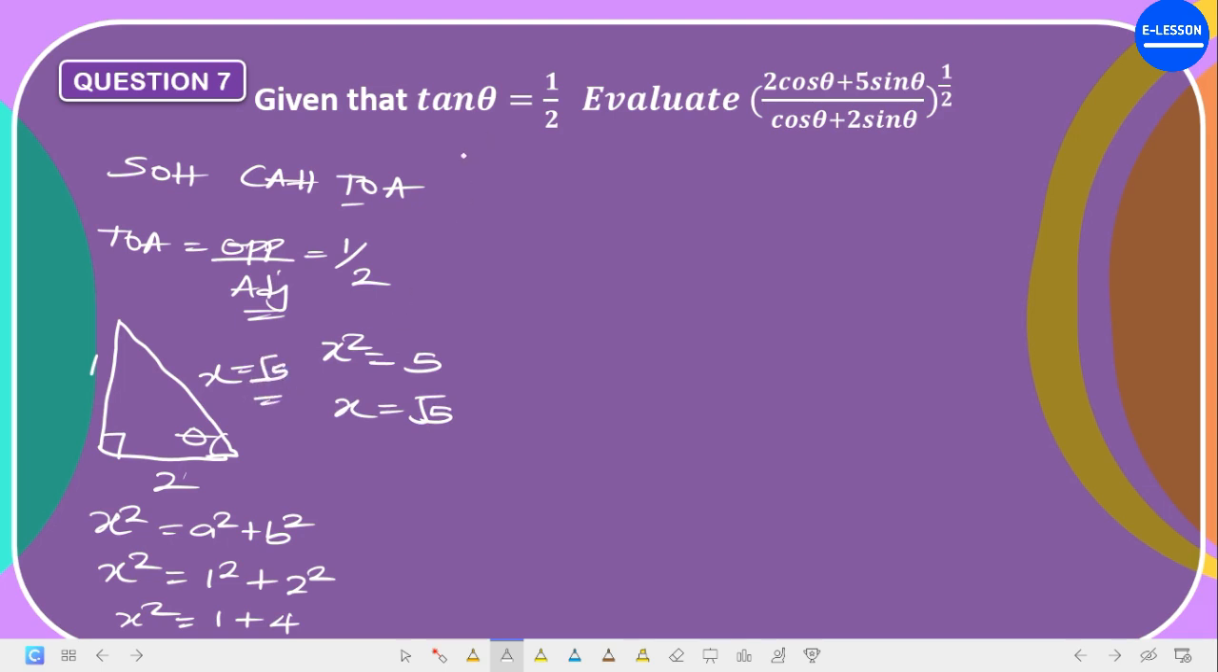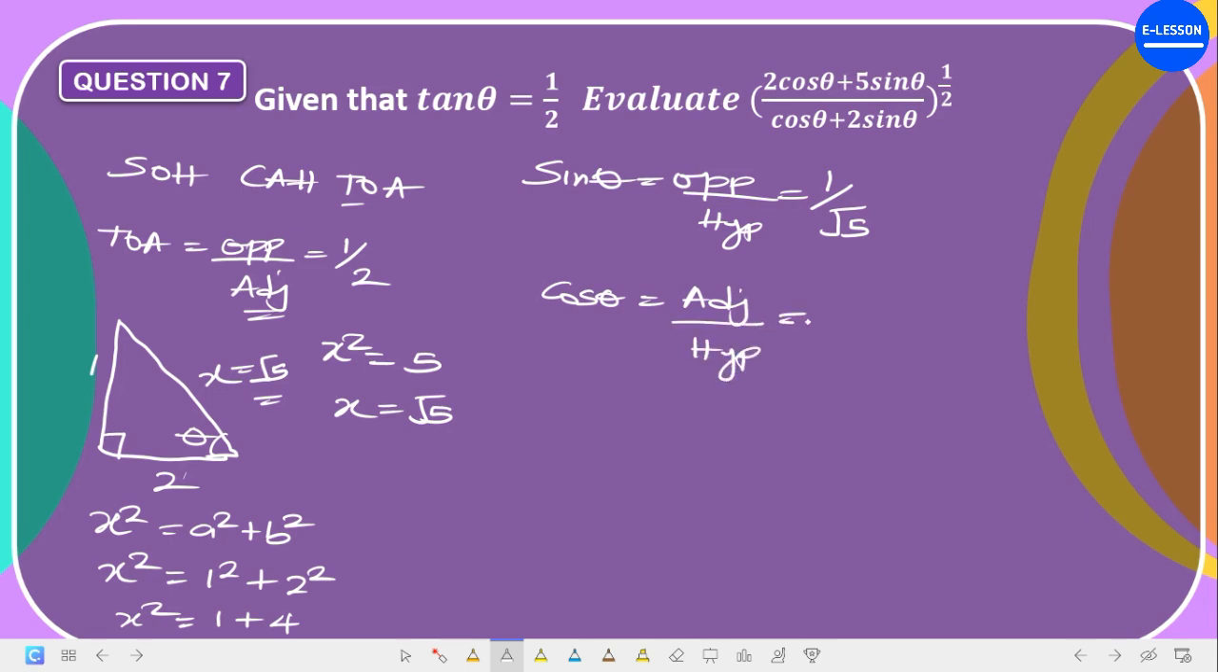Now, if you get the hypotenuse as the square root of 5, we are now going to look for sine theta and cos theta. Sine theta is opposite all over hypotenuse. Where's your opposite? 1. Where's your hypotenuse? Root 5. Then cos theta is adjacent all over hypotenuse. Adjacent is 2, and hypotenuse is root 5.